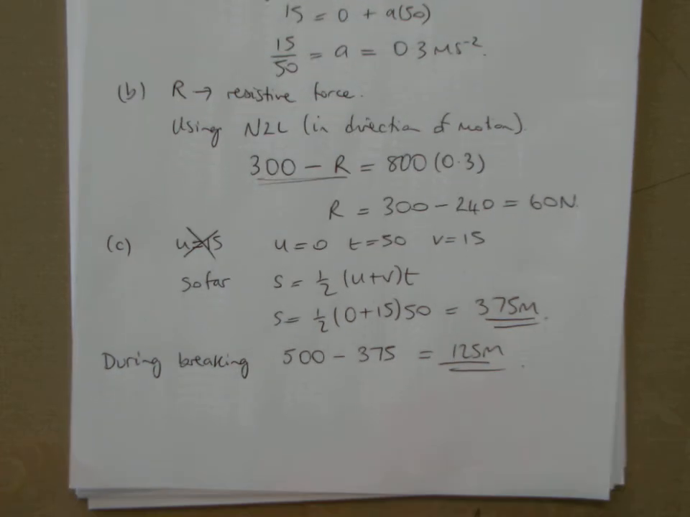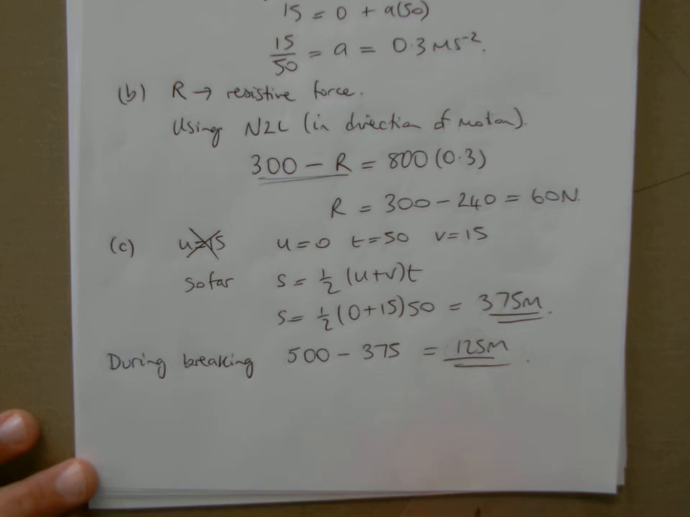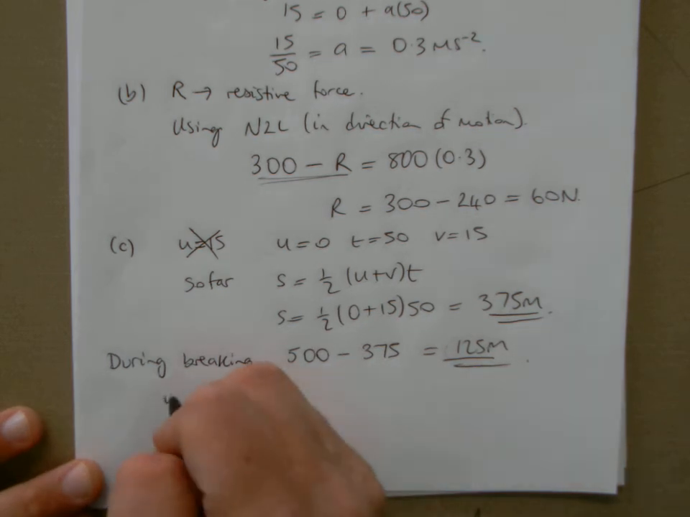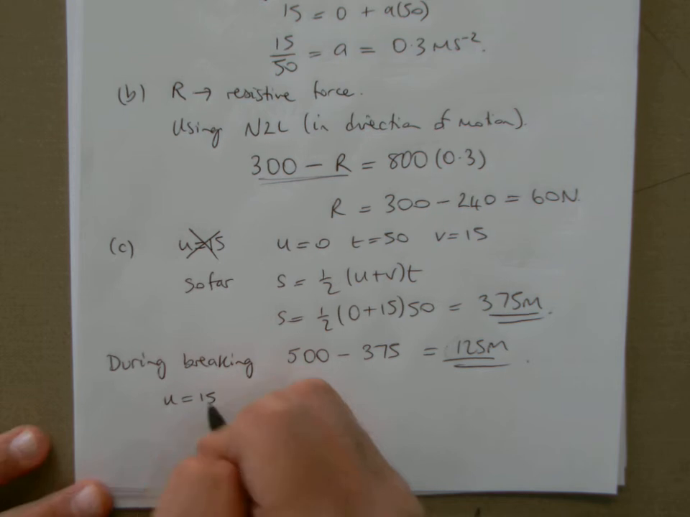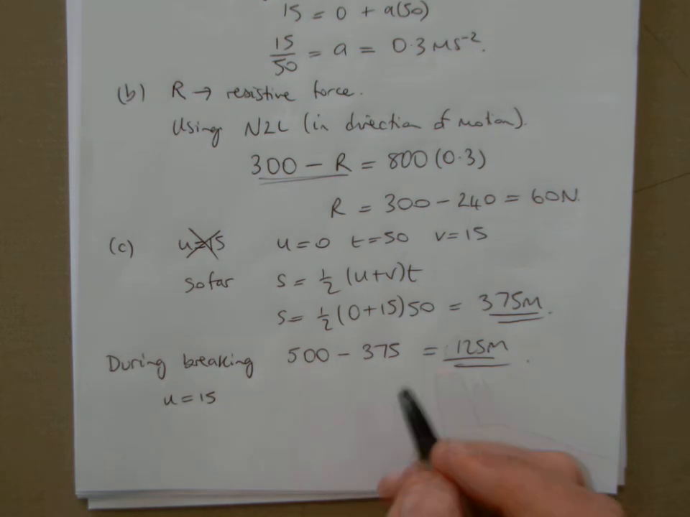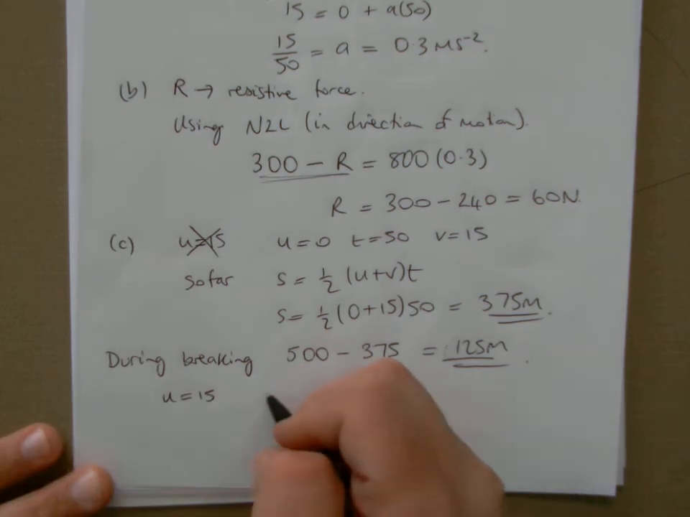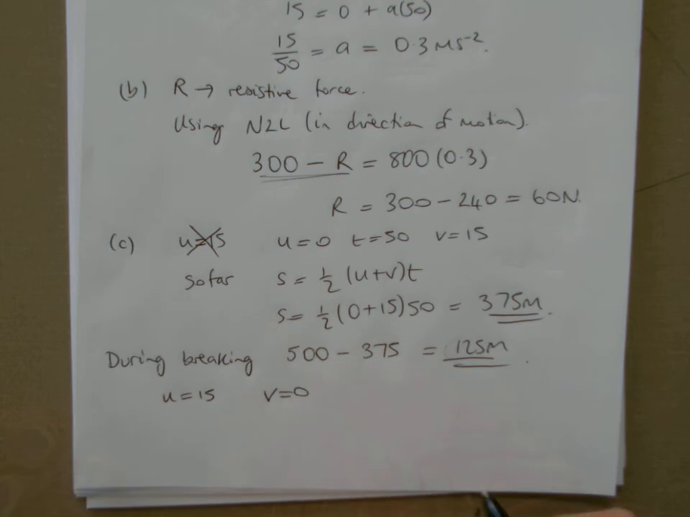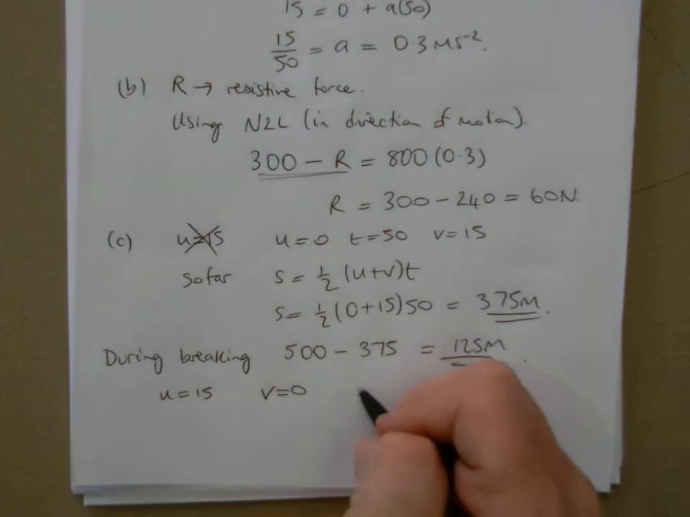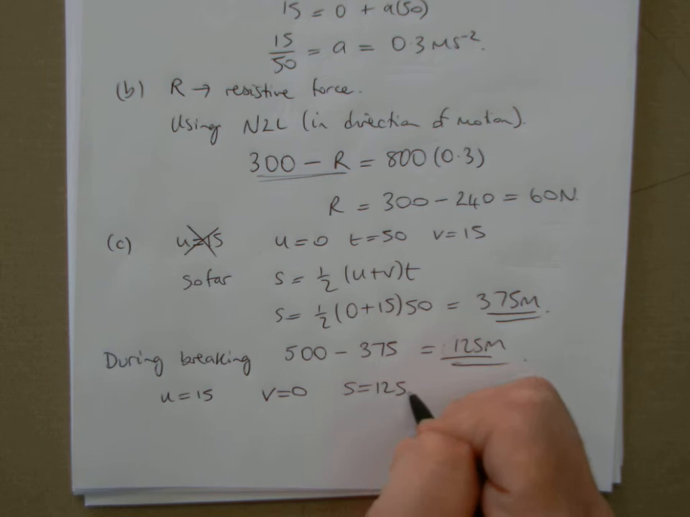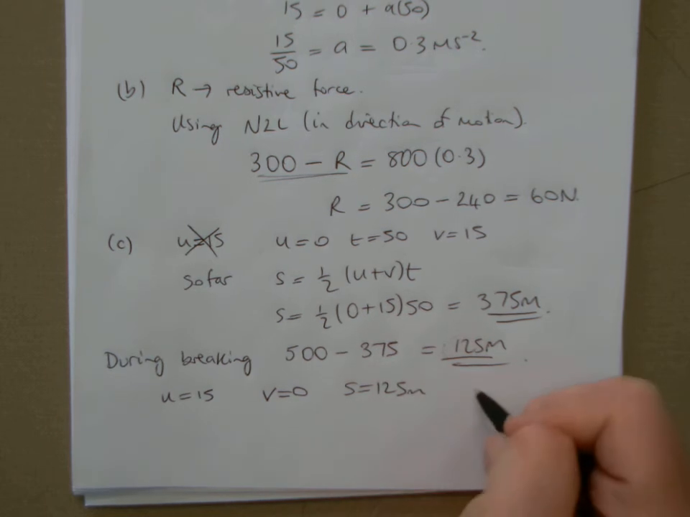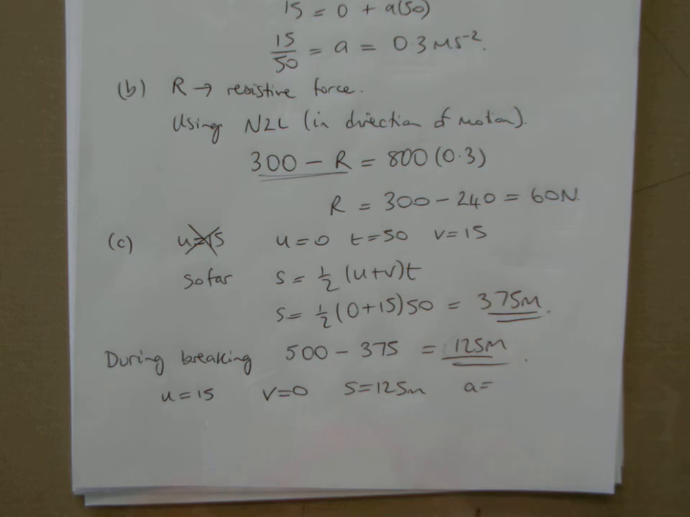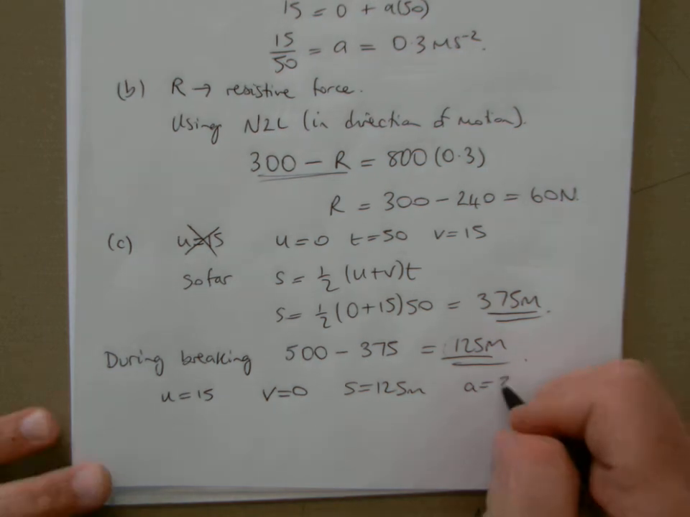Okay, so now we can use SUVAT because it's braking for 125 meters. With SUVAT now, it's starting with a speed of 15. It comes to arrest and it stops. The final speed will be 0, and the distance covered will be 125 meters. What we need is the acceleration, isn't it? There's enough information there to work out the acceleration.